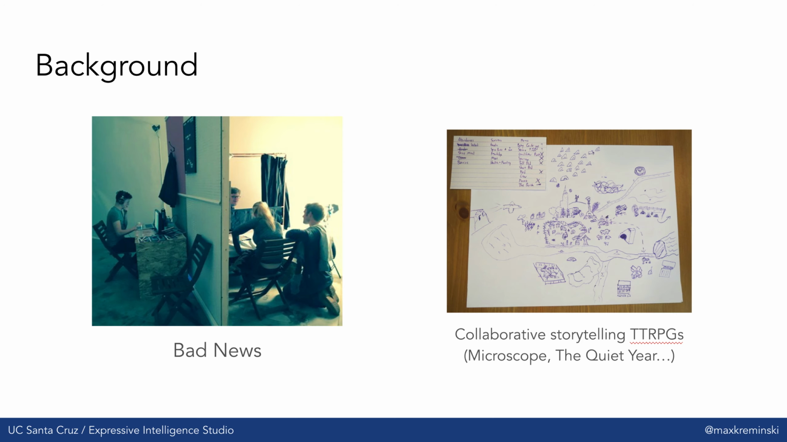So to give a little bit of background, Why Are We Like This was originally conceived of in part as a successor to Bad News, a game that actually came out of our lab a couple of years ago, in which there's a small American town that's been generated through years and years of social simulation, and you interact with a succession of characters in this town in hopes of finding the next of kin of someone who has recently died and delivering to them the bad news.